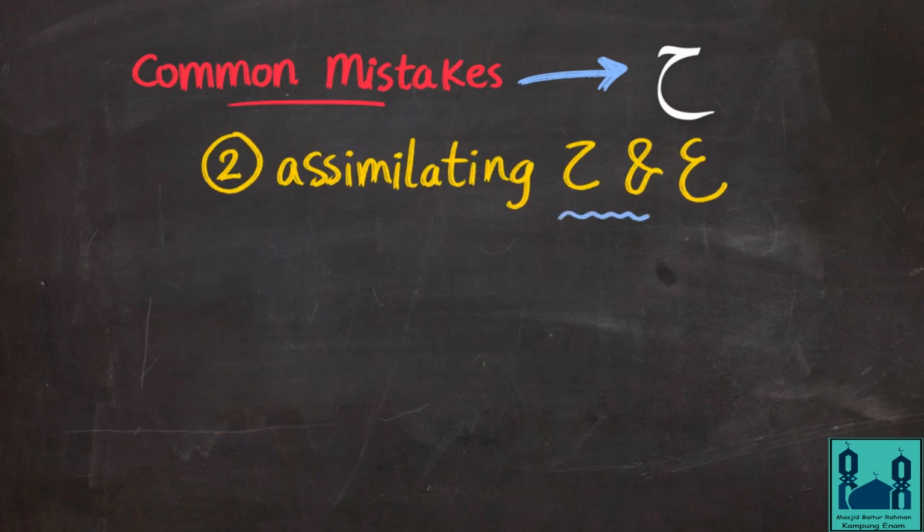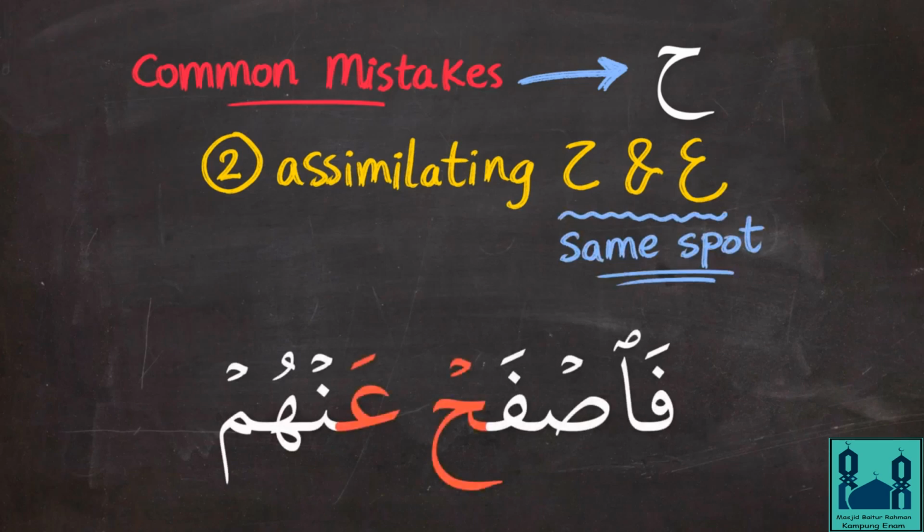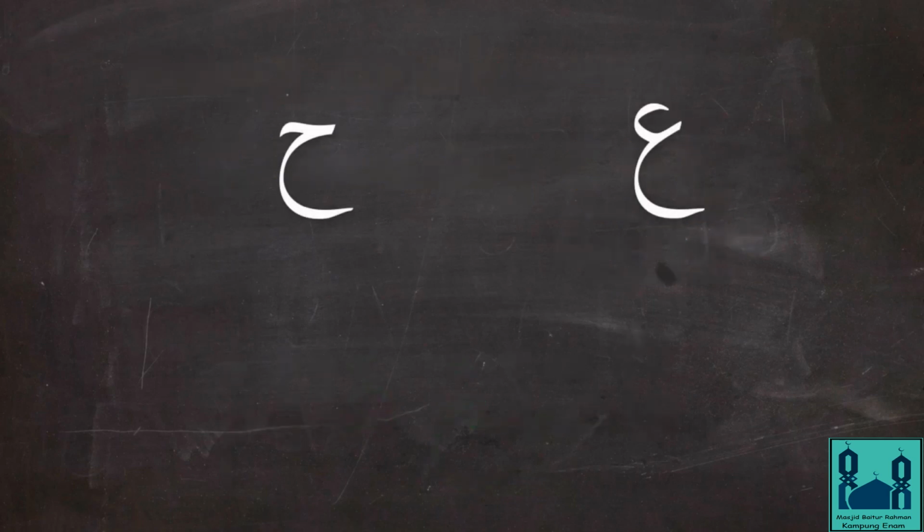The other mistake is assimilating the ha and ayn sound when they follow one another. This mistake can easily happen because both of these sounds come from the exact same spot. A mistake sounds like this: فَاصْفَحْ عَنْهُمْ, فَاصْفَحْ عَنْهُمْ. So when they follow one another, make sure you produce the first one clearly before moving to the next one. فَاصْفَحْ عَنْهُمْ, فَاصْفَحْ عَنْهُمْ.